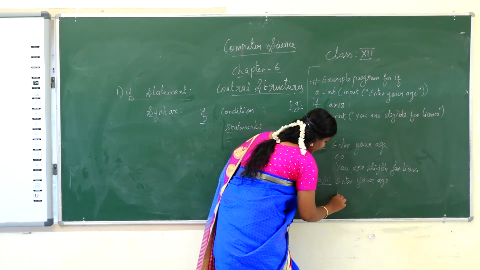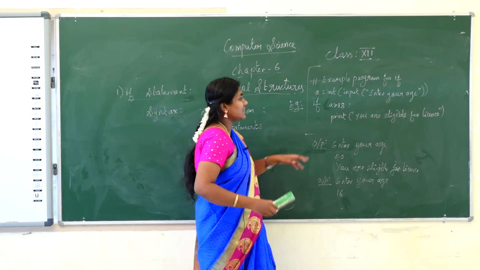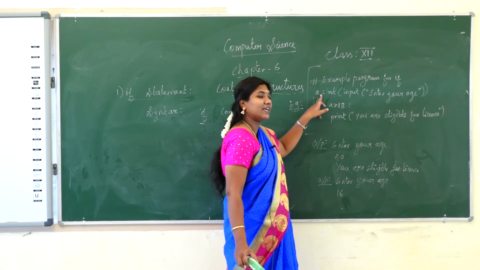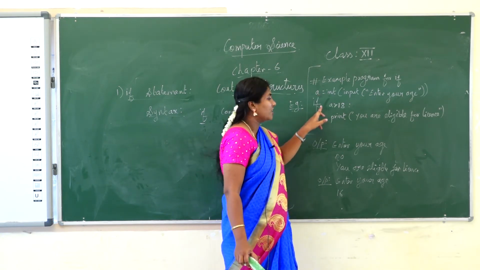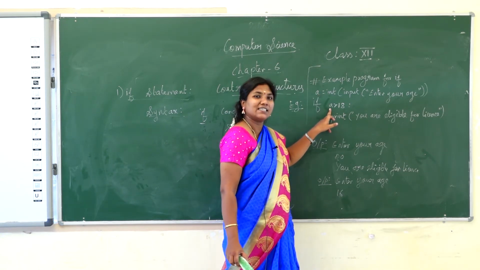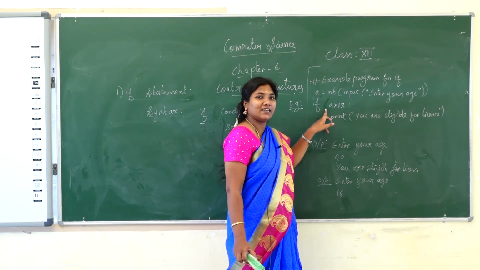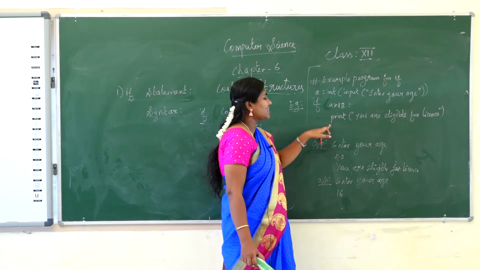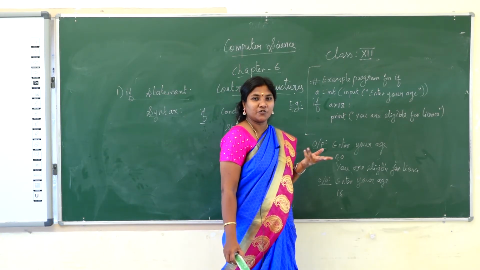And I give the value 16. So first it asks enter your age, and I have given 16. Now the variable a has the value 16. It checks the condition whether 16 is greater than 18. Is the condition true or false? The condition is false. But for the false part, we have not given any instruction to do anything.